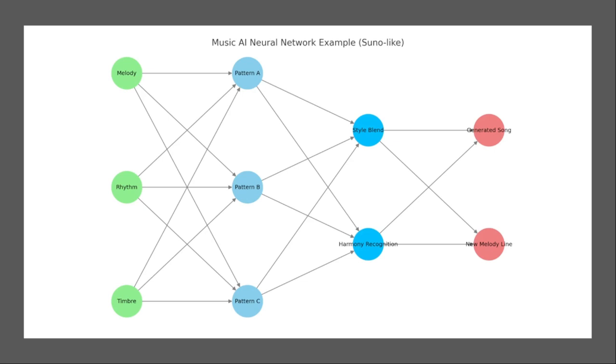The hidden layer, the bright blue, could be style blend, harmony recognition, and so on. The system combines low-level patterns into higher-level abstractions. Style blend, for example, integrates multiple influences. We could say, in my example, combining jazz and trap and heavy vocals.